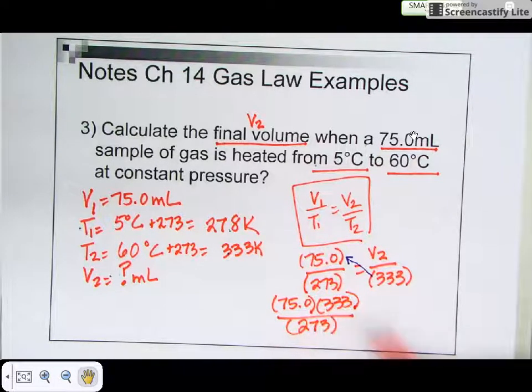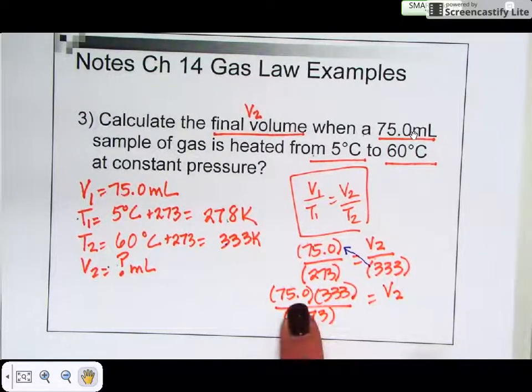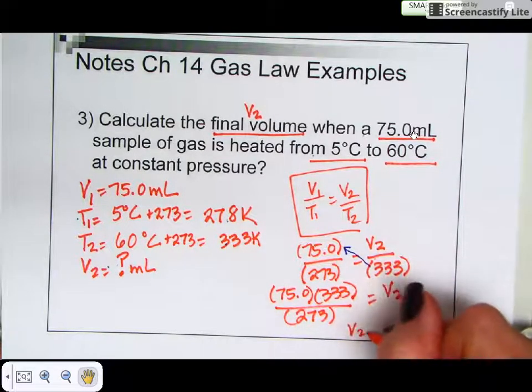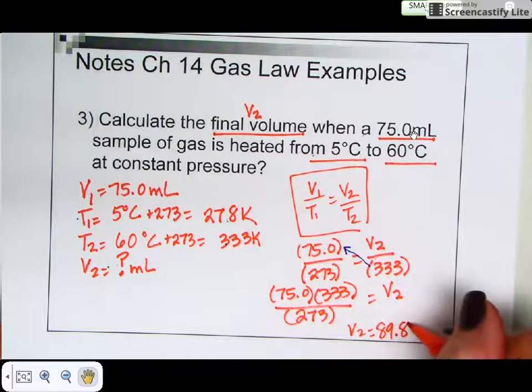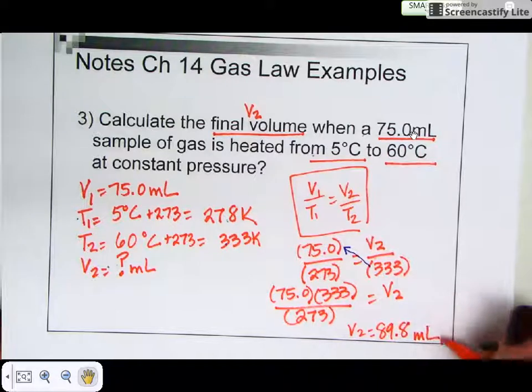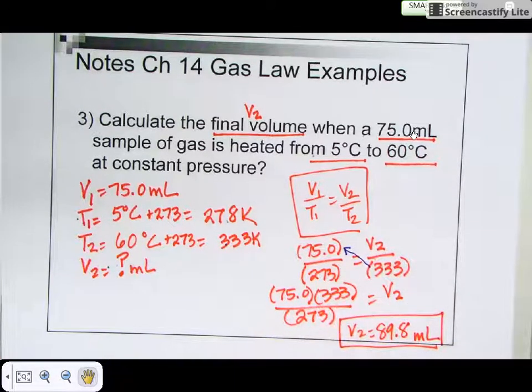We need it left on this side, and that will get your V2 all by itself, which is what you want. So multiply 75 times 333 divided by 273, and that's going to give us our V2 of 89.8 milliliters. Okay, 3 sig figs all the way across, y'all, so we round this to 3 sig figs.